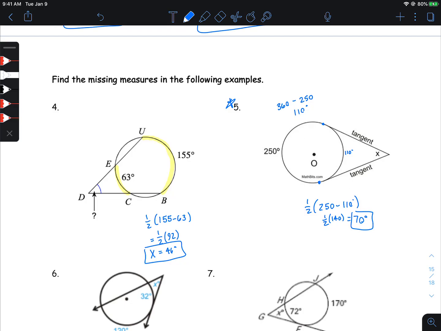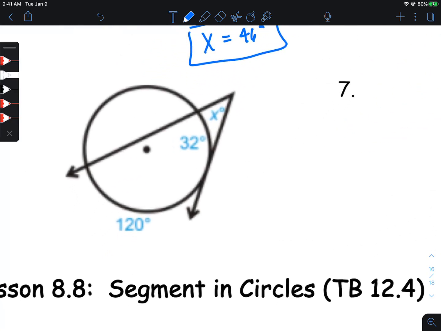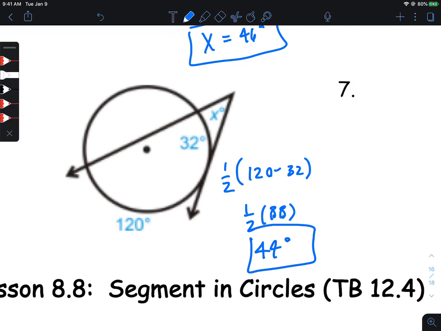Pretty much past this, they're all just repetitive or slightly different questions, so we'll knock it out quick. This one, big arc minus small arc, that'd be 120 minus 32. And then we'll do half of that. 120 minus 32 is 88. And half of 88 should be 44. And that'll be your degrees.